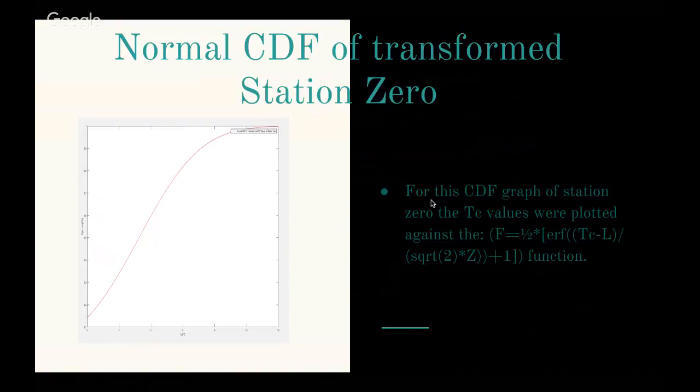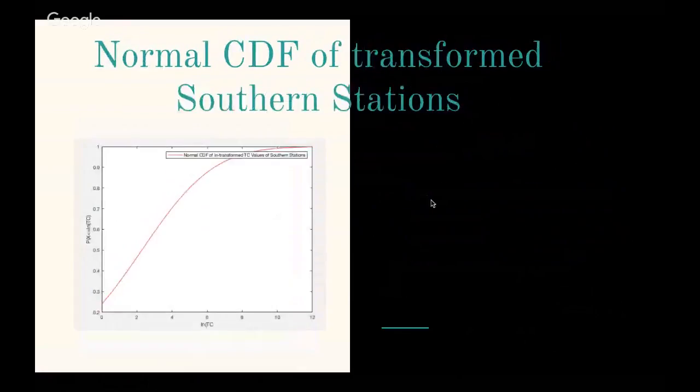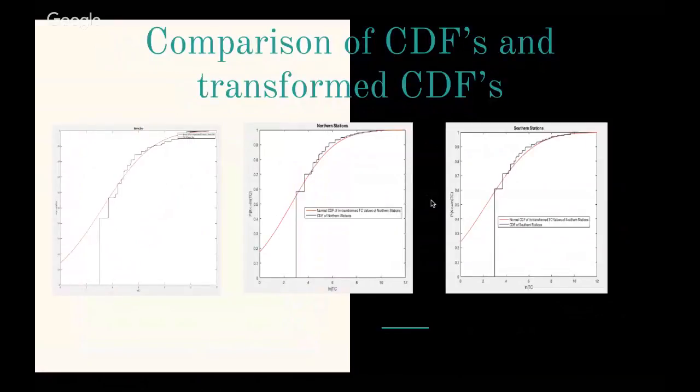Addressing question 2 now. For question 2, we again used the MATLAB code, and what we did was we graphed all of the stations, station 0, the northern station, and the southern station, using the CDF function to the right, and we graphed that data in order to get these values right here.